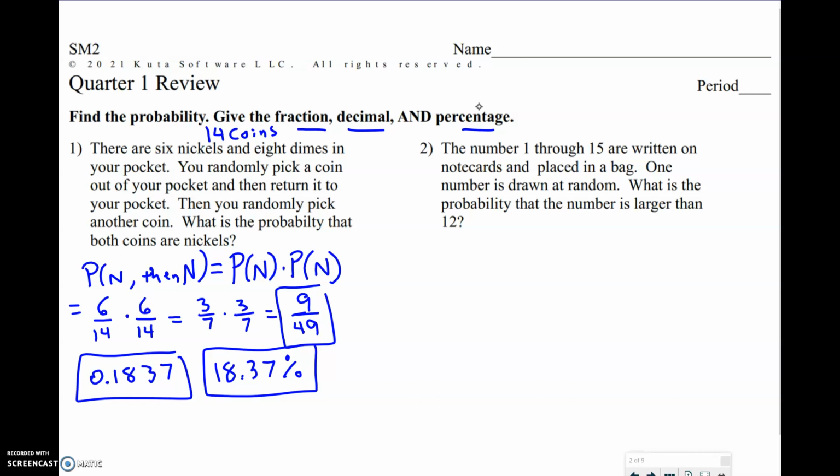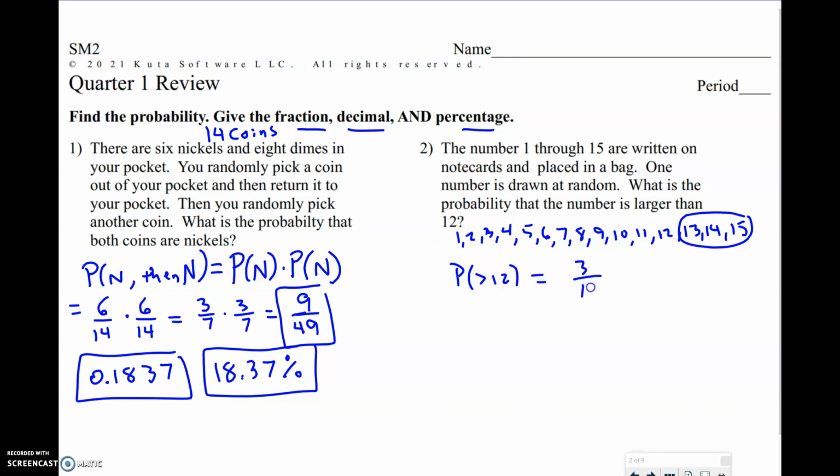One number is drawn at random. What is the probability that the number is larger than 12? So if I listed my sample space, I would have the numbers from 1 to 15. Those are the possible outcomes. Any number from 1 to 15 is a possible outcome when I draw out of that bag. So the total number of outcomes is 15, but only 3 of those are larger than 12. So my favorable outcomes is only 3. So the probability of a number greater than 12 is going to be 3 out of 15.